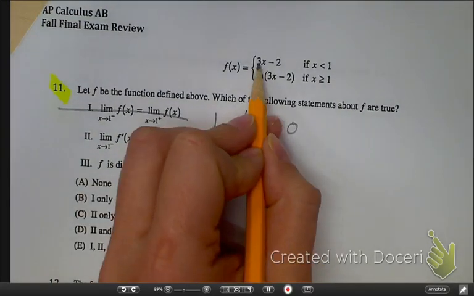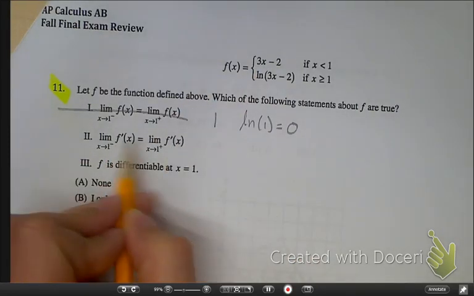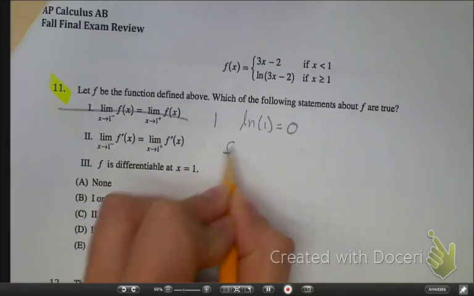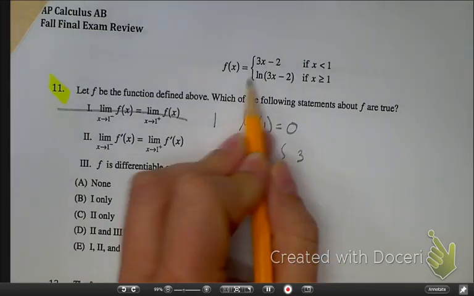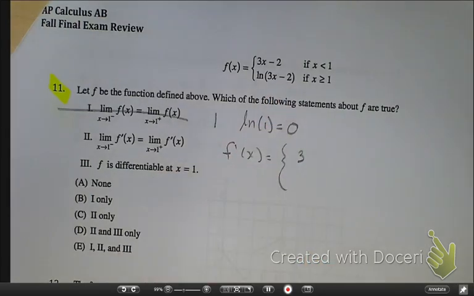For the second part, if I take the derivative, they want to know if the derivative from the left and right are equal. Well, f prime of x, the derivative of the top function is 3. The derivative of the bottom function, well, technically we haven't reviewed the chain rule yet, but you guys know how to use the chain rule. So this one technically shouldn't have been in this video, but that's okay.